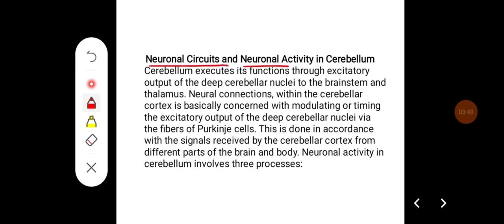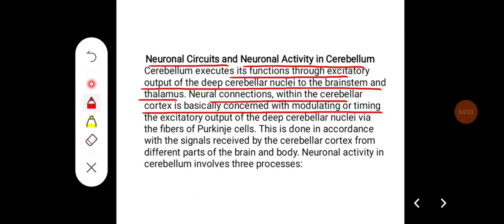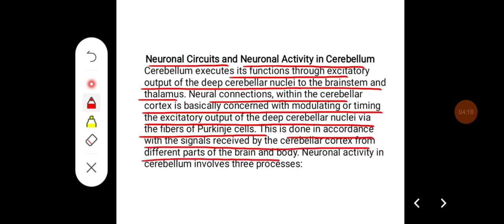Neuronal circuits and neuronal activity in the cerebellum. Cerebellum executes its function through excitatory output from deep cerebellar nuclei to the brainstem and thalamus. Neural connection within the cerebellar cortex is basically concerned with modulating or timing the excitatory output of the deep cerebellar nuclei via the fibers of Purkinje cells. And this is done in accordance with signals received by the cerebellar cortex from different parts of the brain and body.